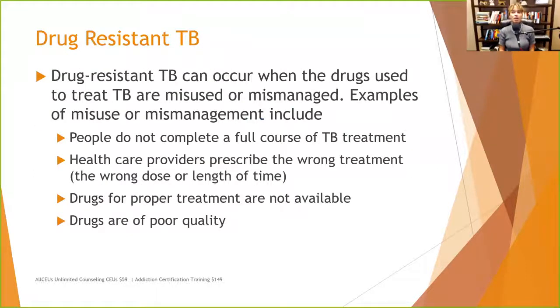Drug-resistant TB can occur when the drugs used to treat TB are misused or mismanaged. Examples of misuse or mismanagement include not completing a full course of treatment, doing like half of it and then forgetting, or just choosing not to because you're feeling better. Healthcare providers may prescribe the wrong treatment or the wrong dose or the wrong length of time.